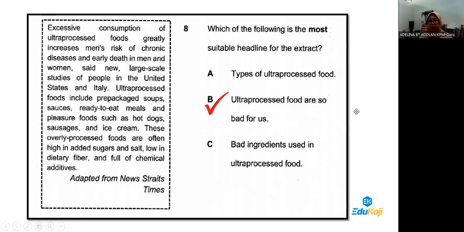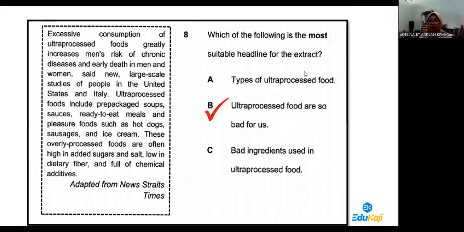Okay, the last question for part 1, number 8. This is actually an article about consumption of excessive ultra-processed food. Okay, what is ultra-processed food? Ultra-processed food is food that is processed with chemicals so that it can last longer, frozen food, and so forth. Okay, so the most suitable headline: types of ultra-processed food. Does it give types of ultra-processed food? No. He is actually explaining.